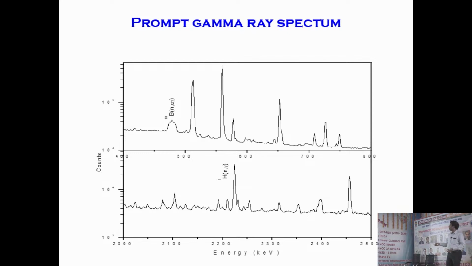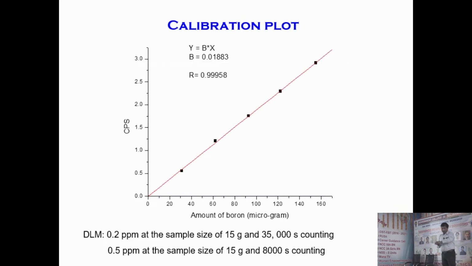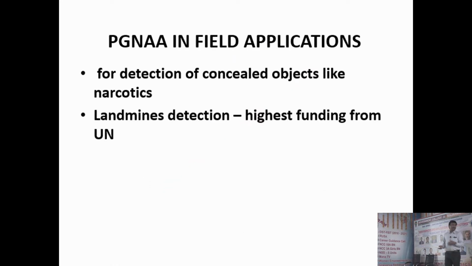I am showing the spectrum here. These are the calibration plots. When I am doing a measurement, I have to do the calibration, because the correlation between signal and concentration is applied. And one example is PGNAA.